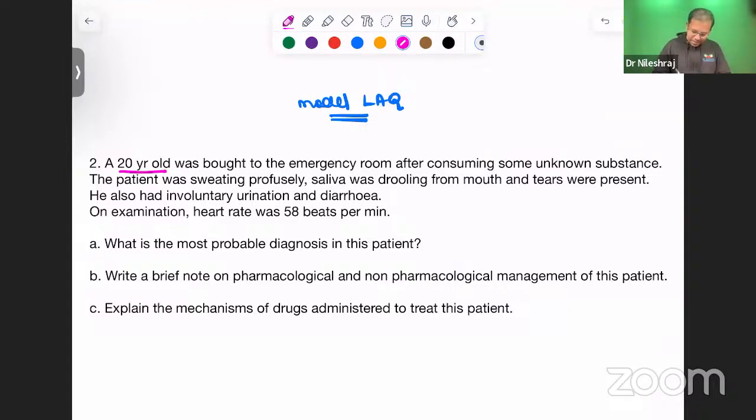And those words are: the patient was sweating profusely, the first point. Saliva was drooling, salivation from the mouth. Tears were present, more lacrimation, SLUDGE. S has been completed, L has been completed. He has involuntary urination, U, and diarrhea, D, that's it.